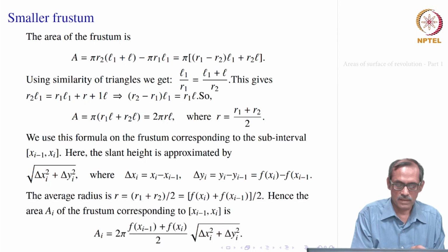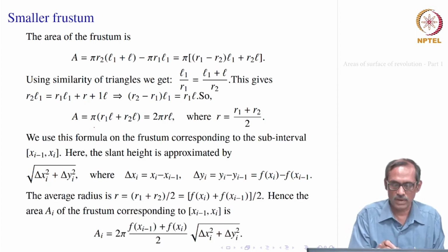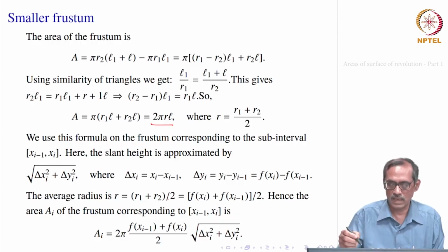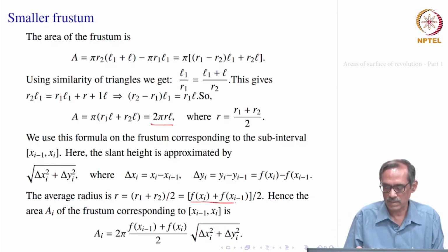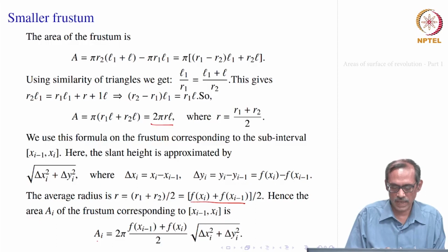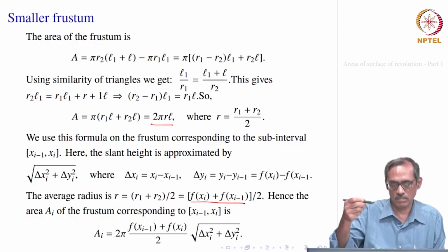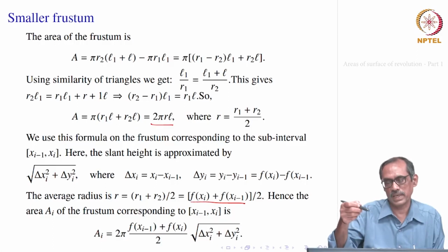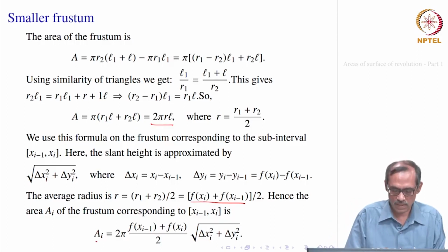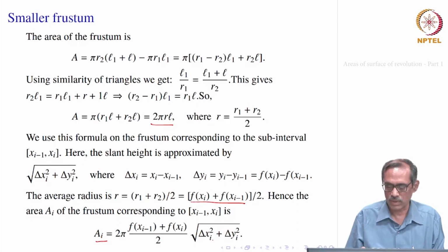Okay. Then we plug that into our formula for A, which is 2 pi r L. So, r equals R1 plus R2 over 2, which are now the radii of the bigger and the smaller cones. So, it is f of x_i plus f of x_{i-1} divided by 2, that is our r. Therefore, this A_i, which corresponds to the first term for the sub interval x_{i-1} to x_i, let us call it A_i, that is 2 pi into r, which is (f of x_{i-1} plus f of x_i) by 2, and L, which is the square root of delta x_i square plus delta y_i square.